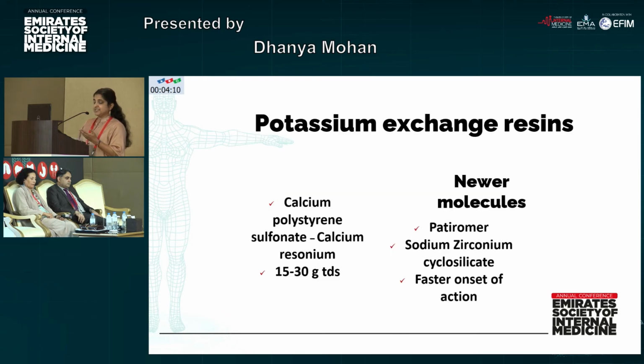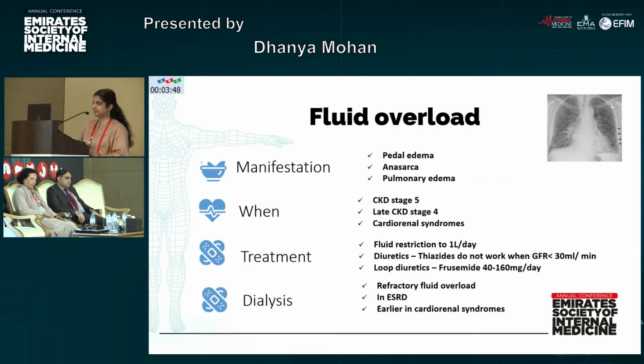And the potassium exchange resins, which are used in cases of hyperkalemia, include calcium polystyrene sulfonate, the agent which is available now, and newer molecules available today in the market, patiromer and sodium zirconium cyclosilicate. These have a faster onset of action. They can be used for a longer time. They are colorless, odorless, and more palatable to the patient.